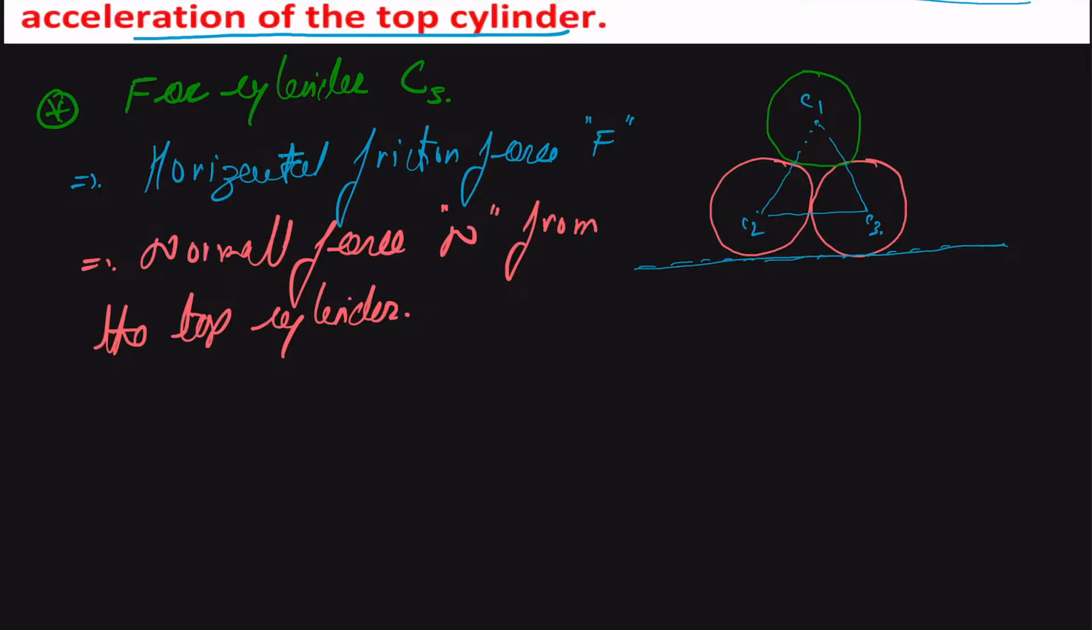Obviously there will be a weight mg that passes through the center. And if we look closely, the normal is also going to pass through the center of this cylinder. So the normal and the weight mg both pass through the center C3. It means only the horizontal frictional force F is going to produce torque on the bottom cylinder C3, and that will be the same condition for C2 also.